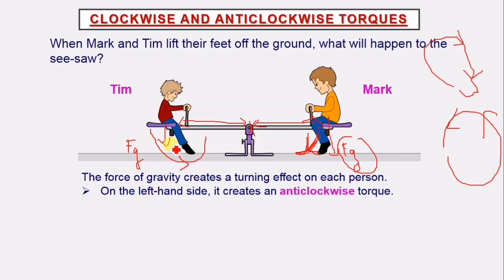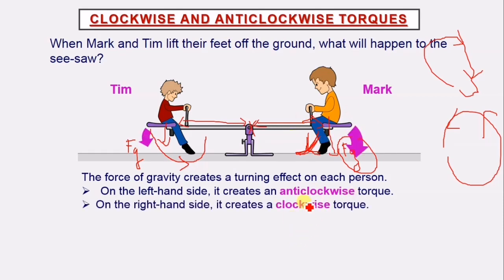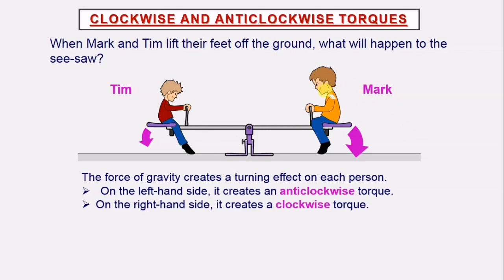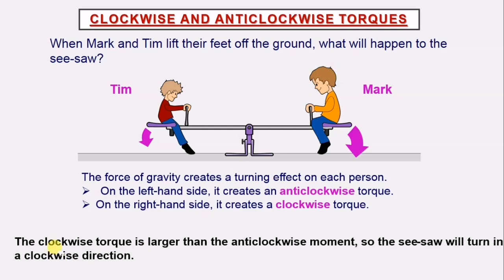Okay, so Tim creates an anti-clockwise torque and Mark creates a clockwise torque. Which one is bigger? Which torque is more? The torque produced by Mark. So what do you think the overall effect will be, clockwise or anti-clockwise? Always when we sit two people on the seesaw, we see the result directly. The one who is heavier, the seesaw will go down on his side. So the clockwise torque, the one of Mark, is larger than the anti-clockwise, so the seesaw will turn in the clockwise direction.